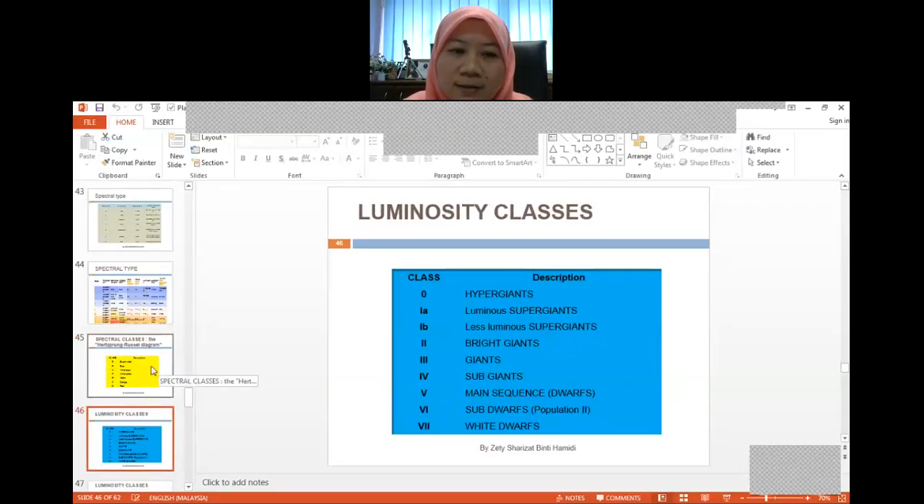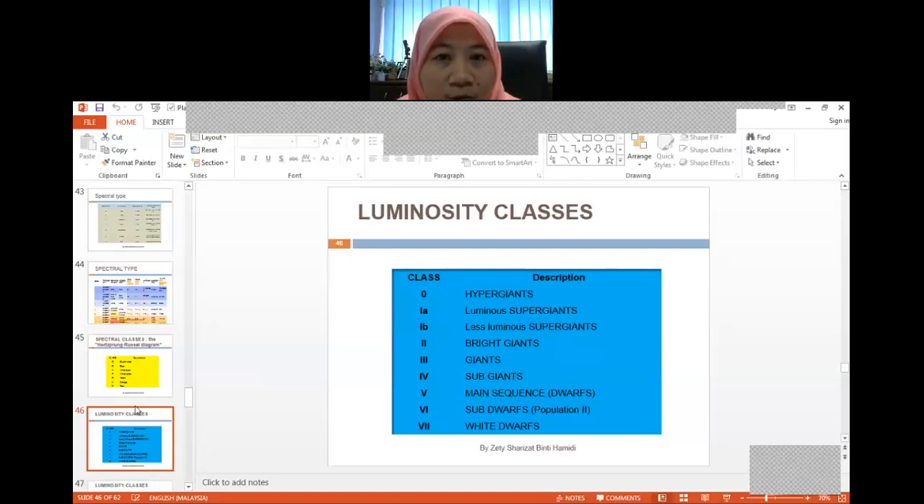All right. Now we move to the other parameter, which is what we call the luminosity classes. Basically, it shows more about the size of the stars. We have from 0 up to 7. We have hypergiants to represent the zero class. 1A shows the luminous supergiants, 1B shows the less luminous supergiants, 2 represents the bright giants, 3 represents the giants, and then we have the subgiants for the 4 class.